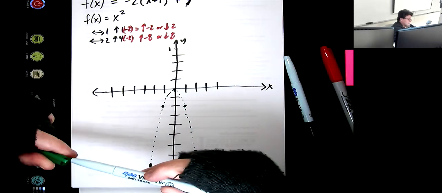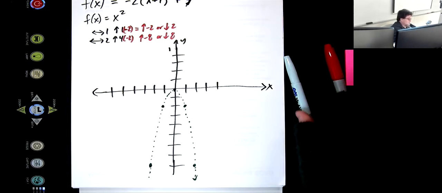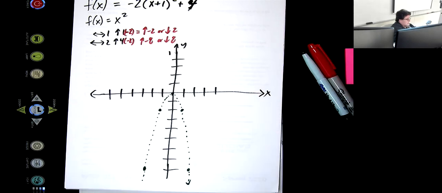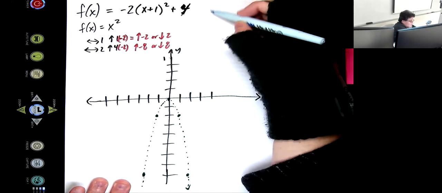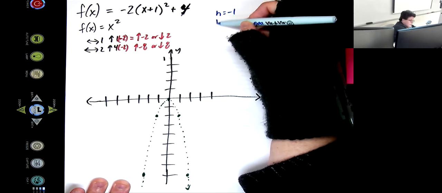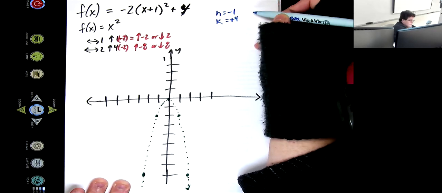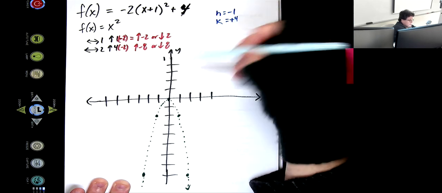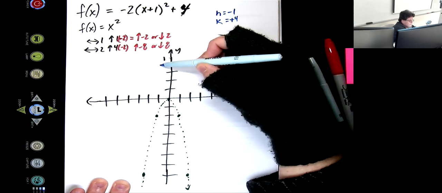And then we can look at HK. H is -1 here. It's the opposite sign of what's on the inside. And K is +4. So we're going to shift the center to -1, 4, which is up here.